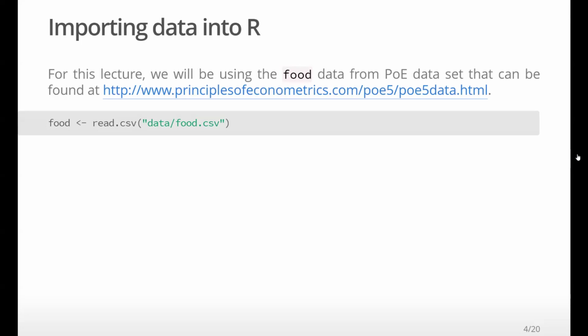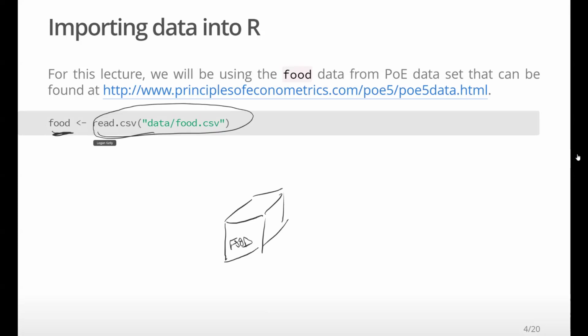All right, we're going to store it in an object called food. So think of this object food as a box. I've got this box here, and its name is food. And I can put stuff in it. What I'm going to put in it is the data that was in food.csv. So read.csv makes a data frame, and we're going to put it in there.